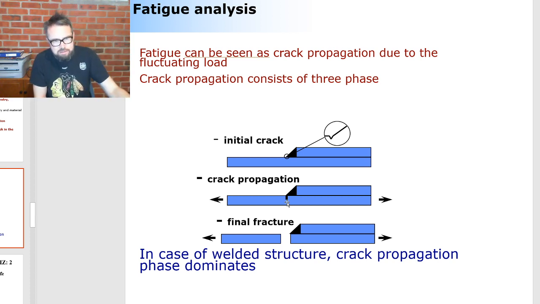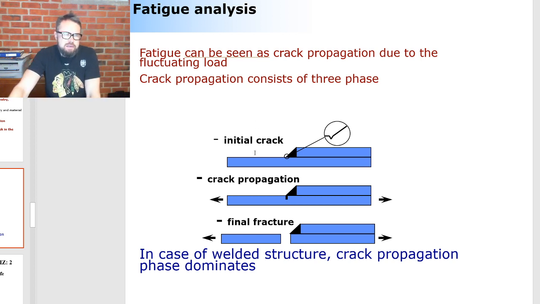Now the final fracture takes place in a fraction of a second, of course, and that's when these two components will be separated. In a welded structure, the one that is dominating, the one that you need to look at, is of course the crack propagation, this crack growing phase. That's the only important thing, because you can consider that there's an initial crack in the structure, and the final fracture will take a fraction of a second, but this is the phase that takes most of the time.